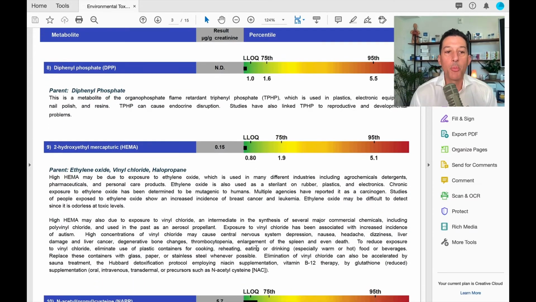All right, the next one, we're moving to diphenyl phosphate. Diphenyl phosphate, a lot of times from plastics. The most common place we see it is if men or women are having their nails done and there's a lot of resins put on, or they're working with resins, or working with not just typical nail polish, but actually with a lot of acrylic-based nail polishes. That could be one specifically.